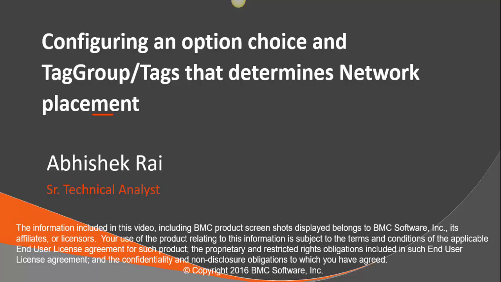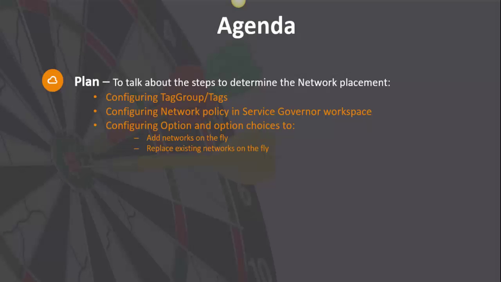Today I'm going to talk about configuring option choices and tag groups and tags that determine network placement. The plan is to talk about the steps to determine the network placement, which includes configuring tag groups and tags, configuring network policy in the Service Governor workspace, and configuring option and option choices to add networks on the fly, and replace existing networks on the fly as well. Once you're done with this configuration, you may find policy-driven network placement.